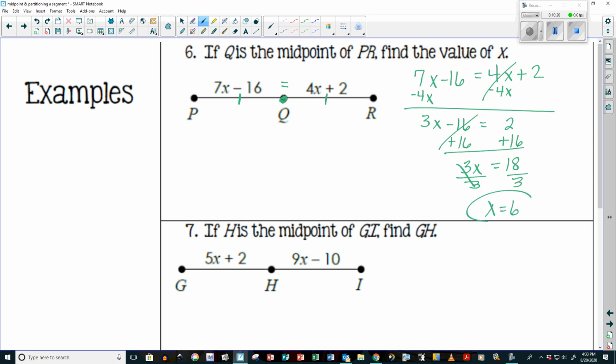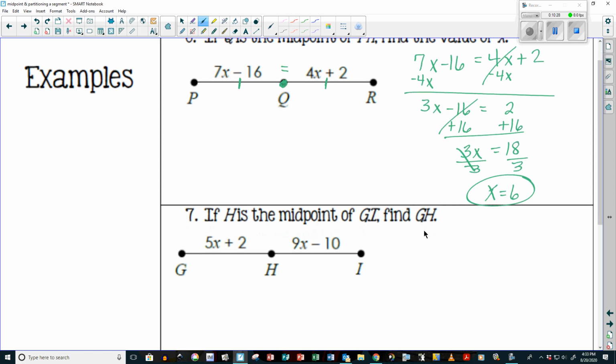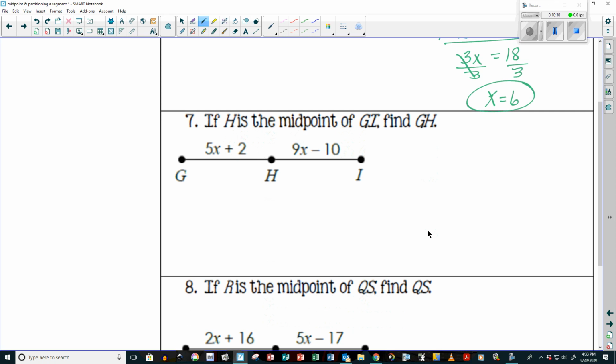X is 6. So now that we know what x is, we could plug it in if we wanted and see how far it goes. So we'll do that in number 7.